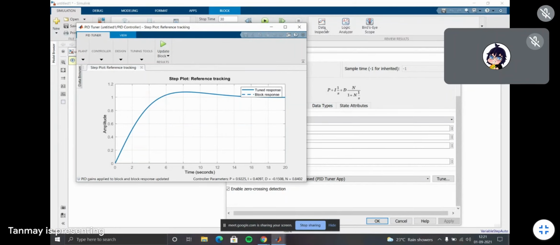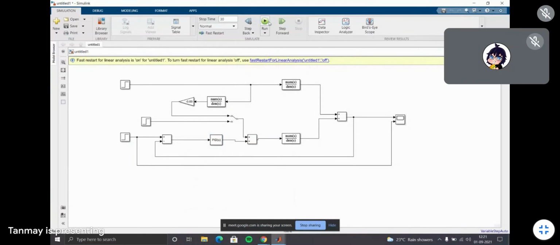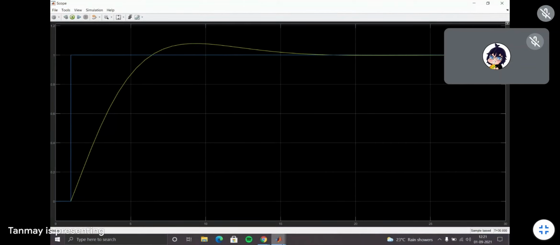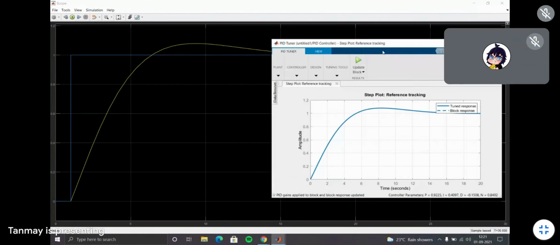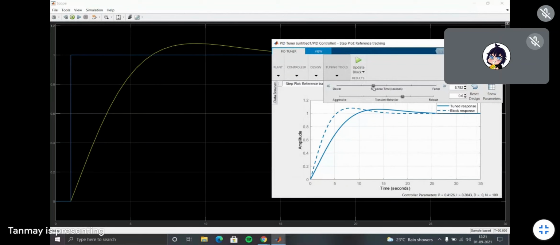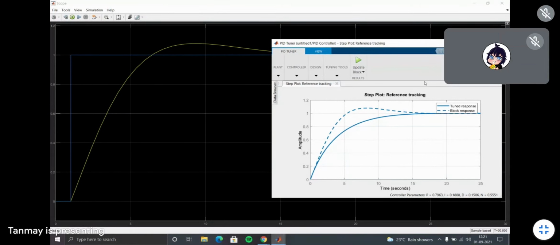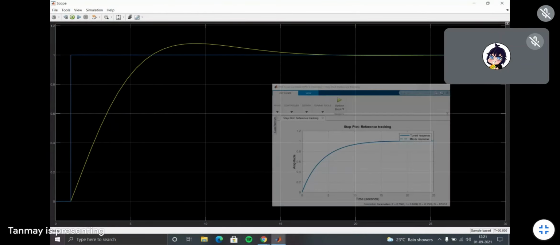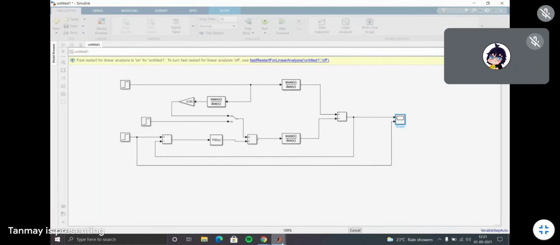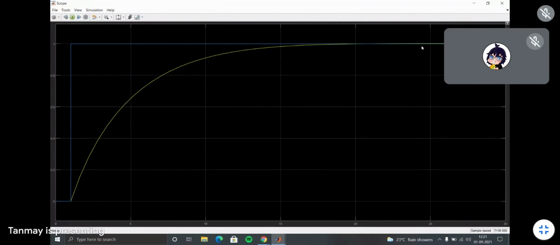Okay, ma'am. So the graph will be like this. But then I manually tune it to my liking. I give a slightly lower response time and make the transient behavior more robust. And then I think this one is good. Just over here, and then I update my block. Then I run it again, and this is the final one.